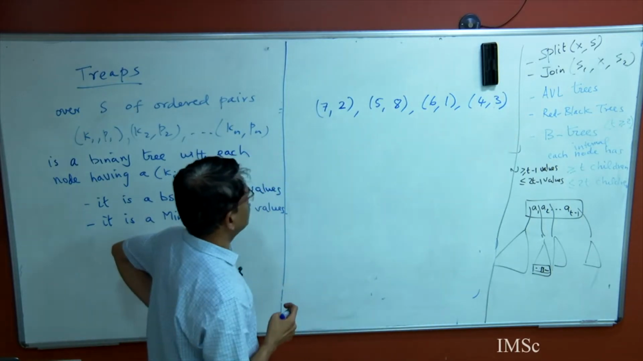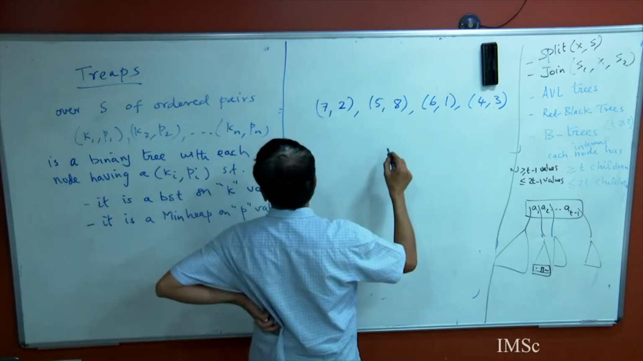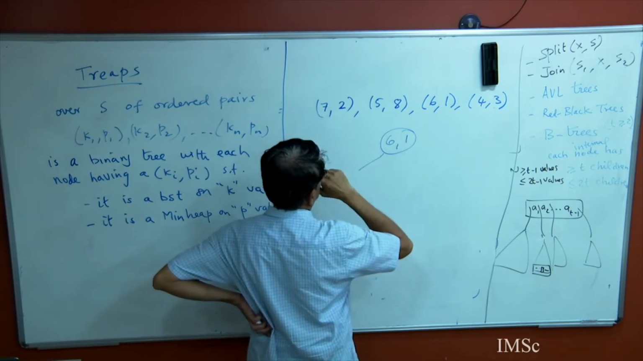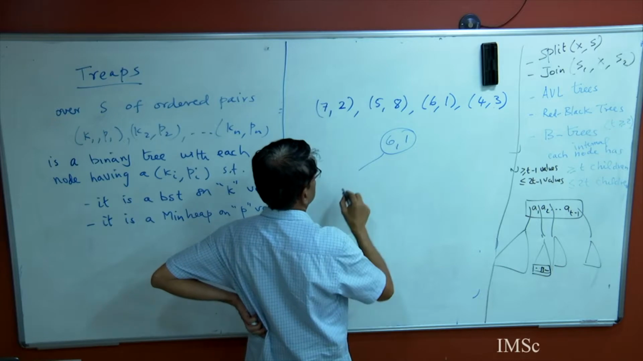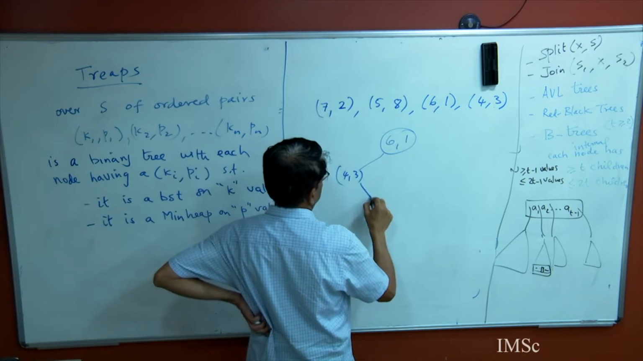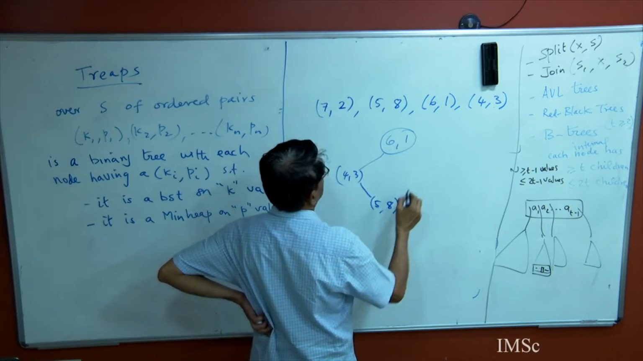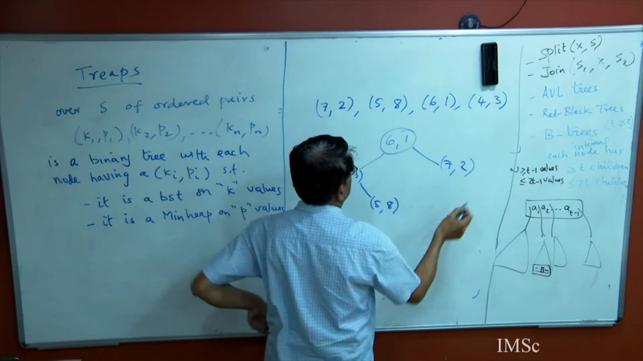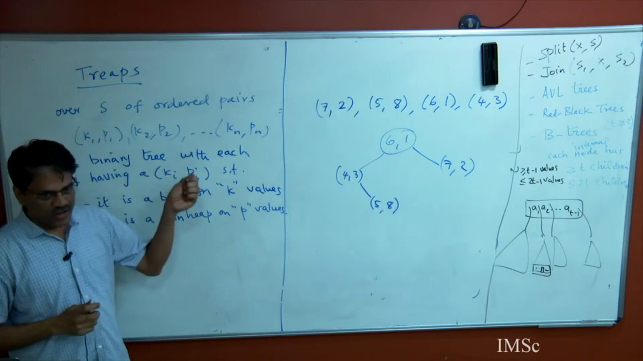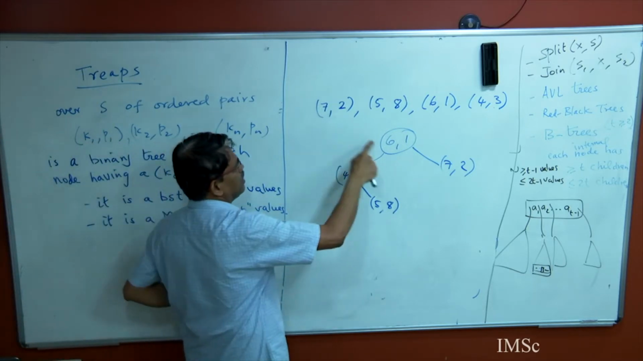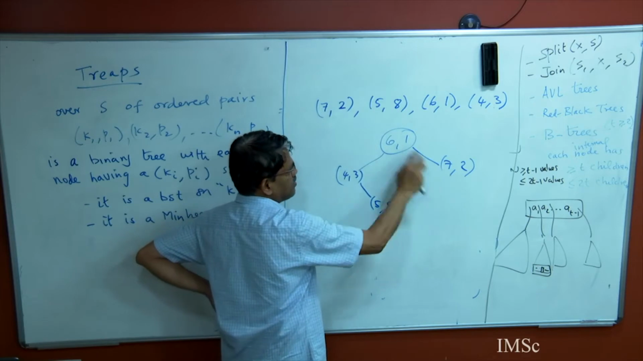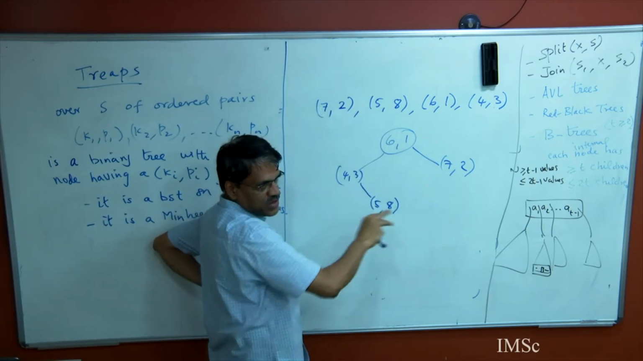Okay, let's take a simple example. So this is a tree on these 4 pairs. If you look at the first coordinate, it is a binary search tree, right? 4 is less than 6, 5 is less than 6, so anything here is smaller than this, and 7 is bigger than 6. So anything on the right is bigger than this.